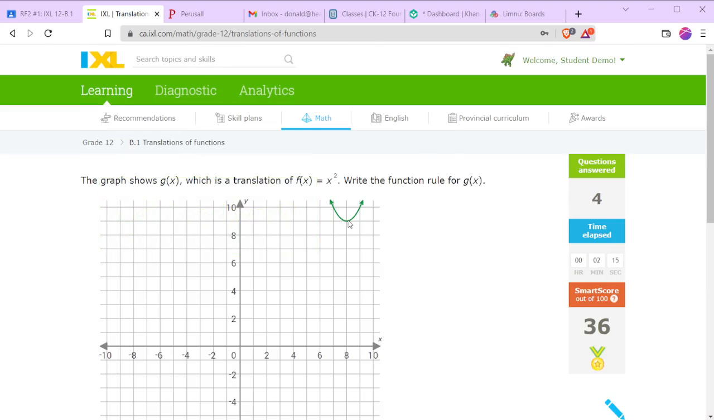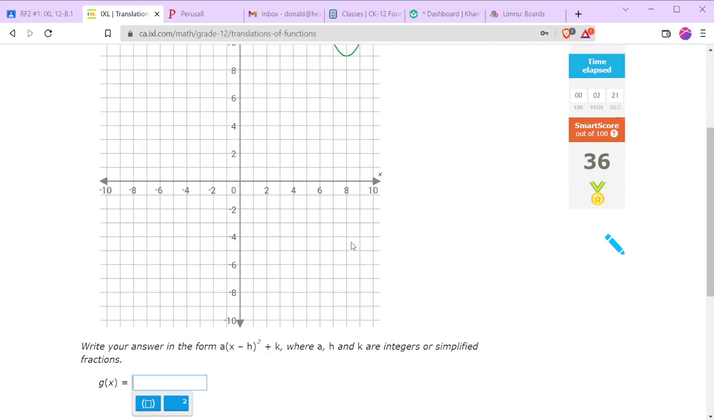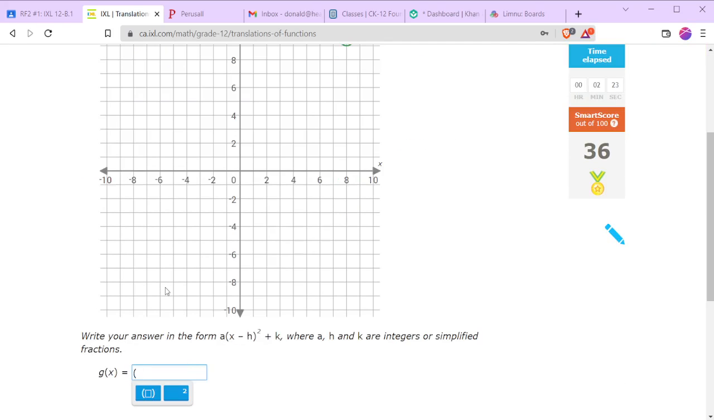Now it's a little bit different. The vertex is at (8, 9). So it's been moved 8 units right and 9 units up. So we have x - 8, because that vertex happens when x = 8. So this whole bracket has to equal 0 when x = 8. And it's gone up 9.